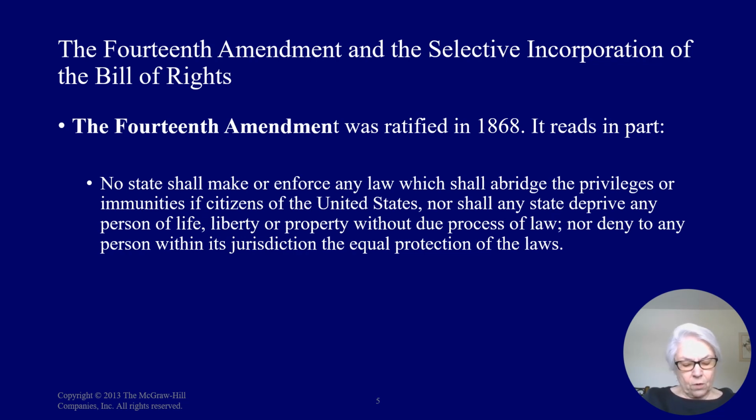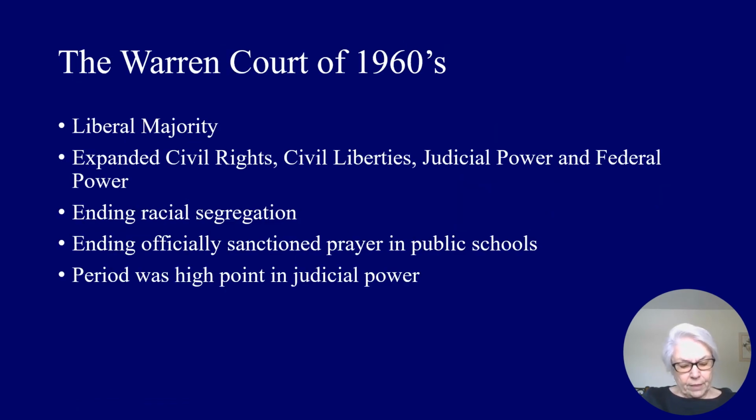But it wasn't until the Warren Court of the 1960s began to selectively incorporate procedural safeguards in the Bill of Rights to the states. The Warren Court had a liberal majority, so they expanded civil rights, civil liberties, judicial and federal power. Their rulings ended racial segregation and officially sanctioned prayer in public schools. Unfortunately, many of the Warren Court decisions protecting the rights of criminal suspects have been reversed or altered by the more conservative Supreme Courts of the 70s, 80s, and so on.